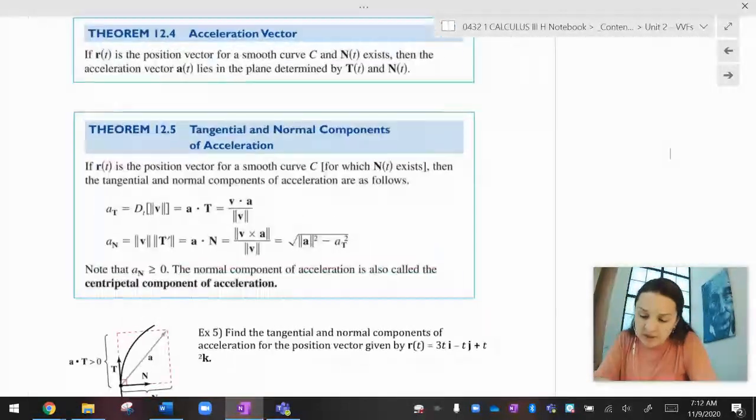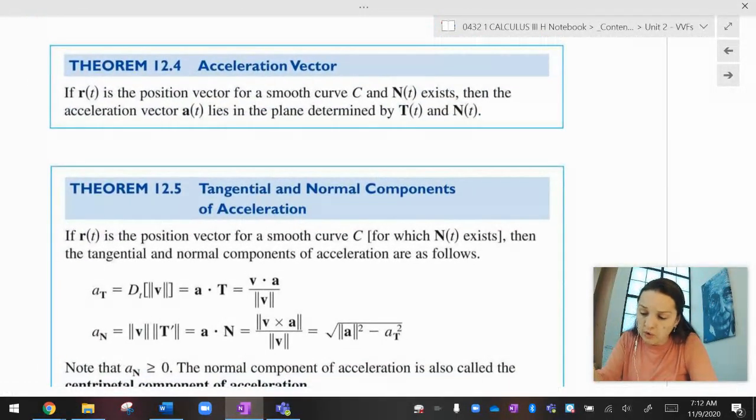Well, if r of t is the position vector for a smooth curve, and N exists, the principal unit normal vector, then the acceleration vector a of t lies in the plane determined by T and N. So when you have an acceleration vector, what it's telling you is it's in the same plane as your tangent and principal unit normal vector.